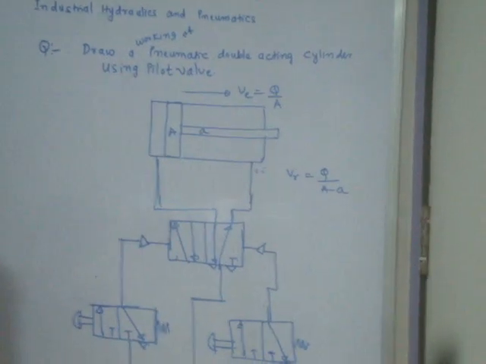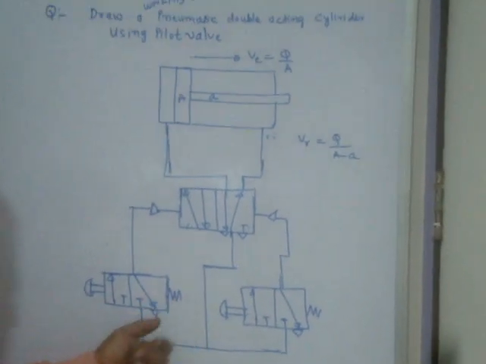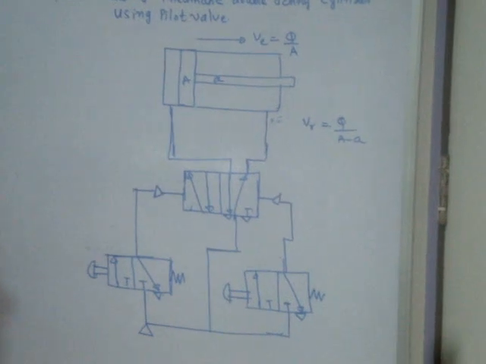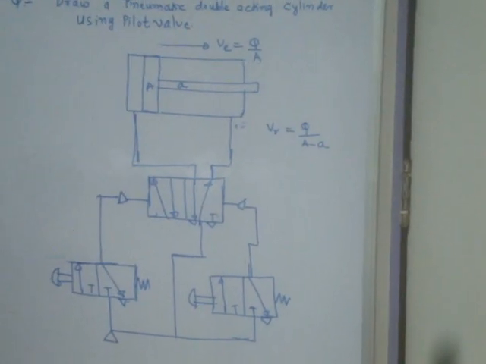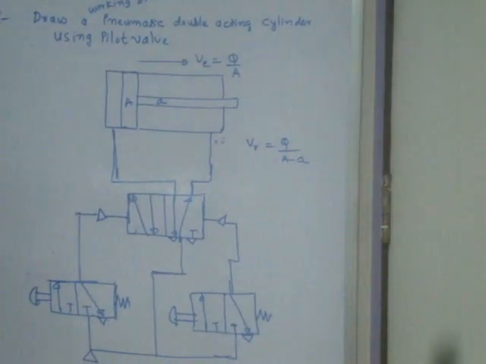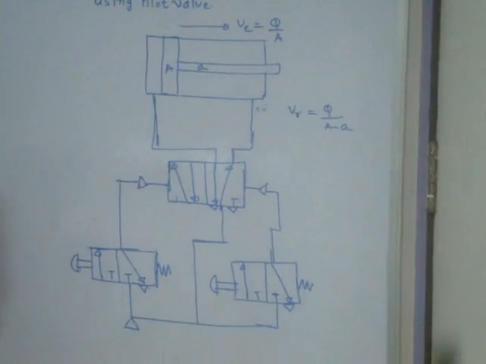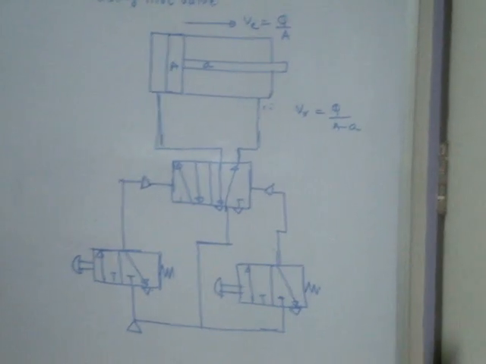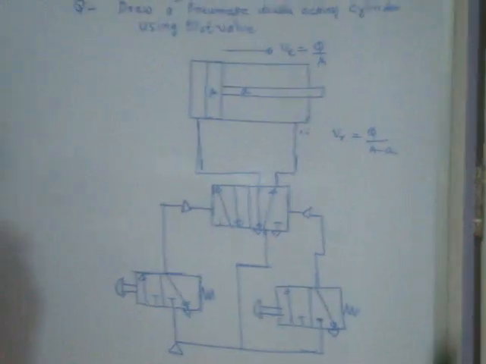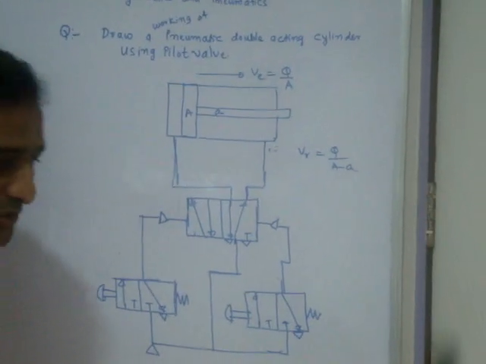Okay. Now you will understand the use of 3 by 2 as well as spring return as well as pilot operated. In pneumatics you are using pilot operated as well as 5 by 2 and spring return. This is a very basic model of pneumatics. Okay. Next question.